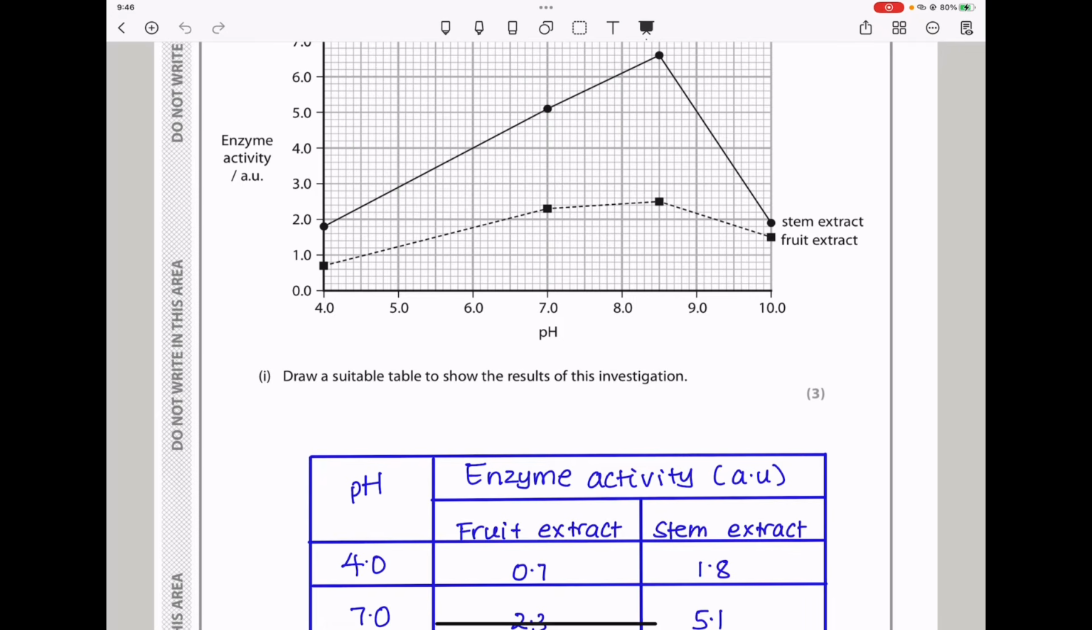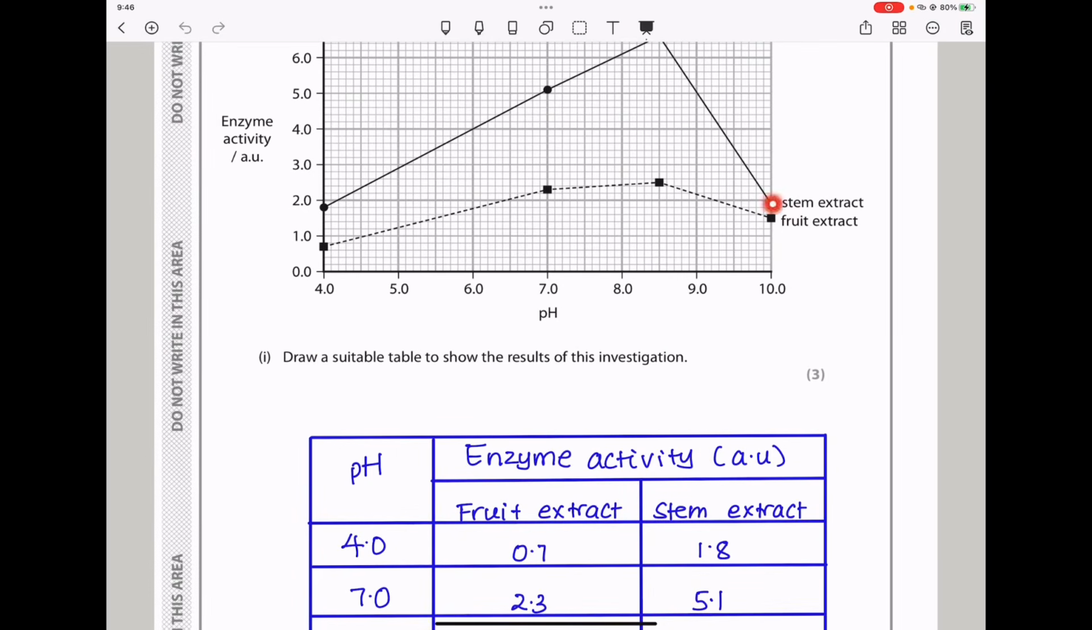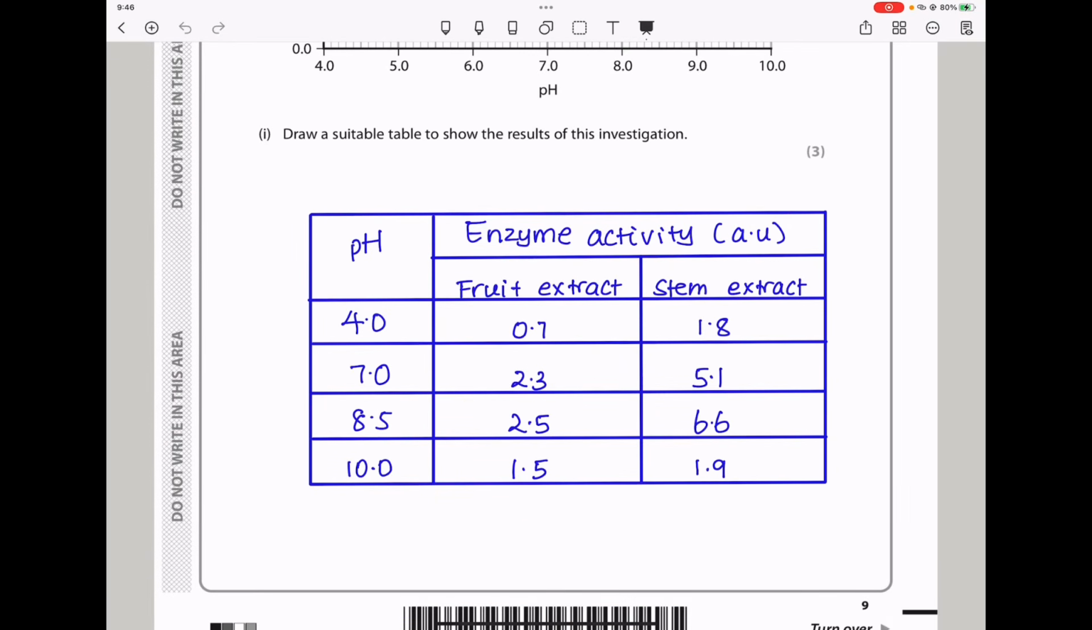At pH 8.5, we get 2.5 and 6.6. And at pH 10, we have 1.5 and 1.9. In order to get full marks here, you have to put the independent variable first and then the dependent variable on the other side. And then you have to put appropriate labels as well as units.